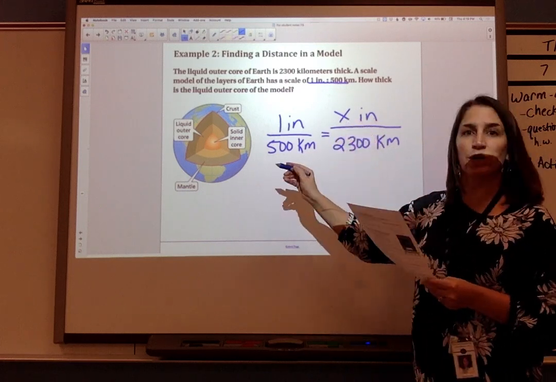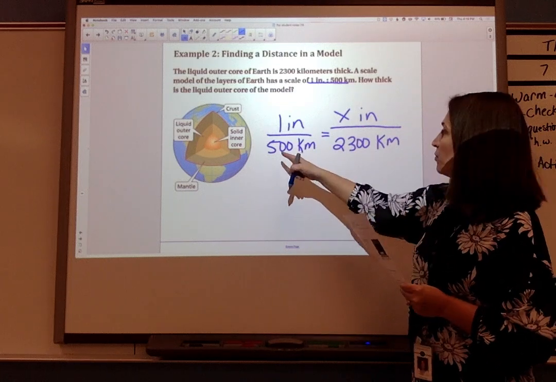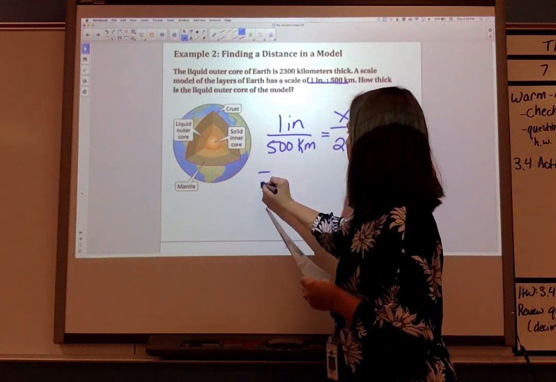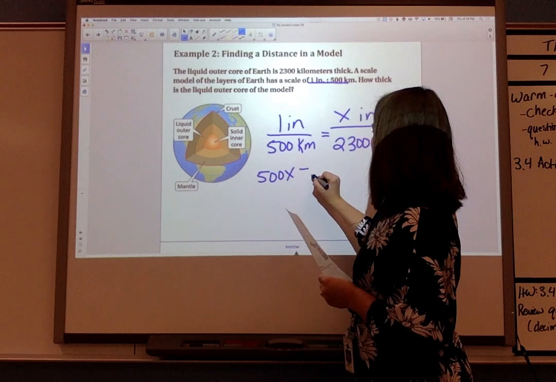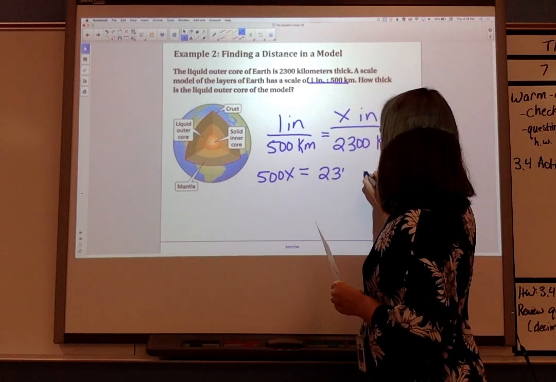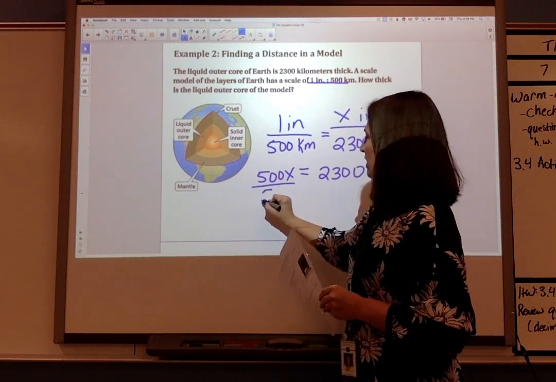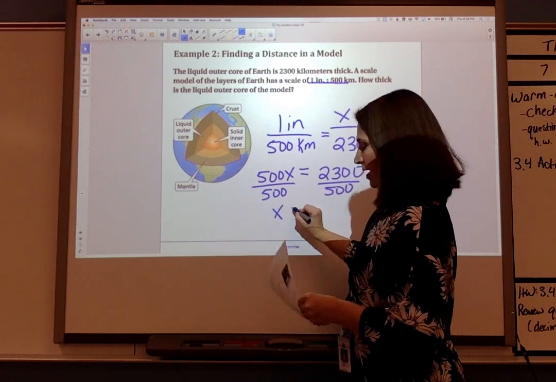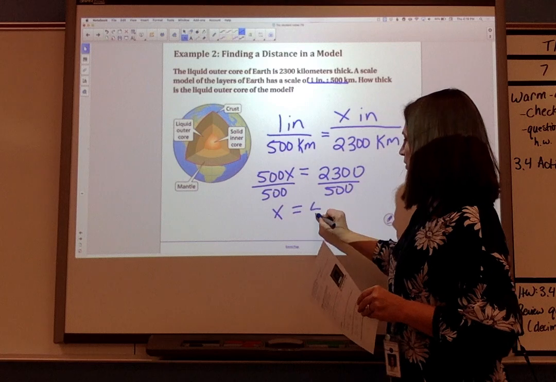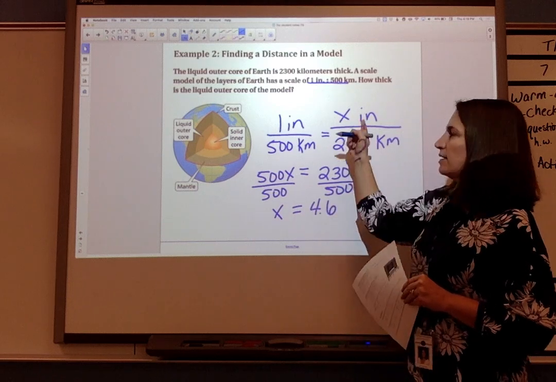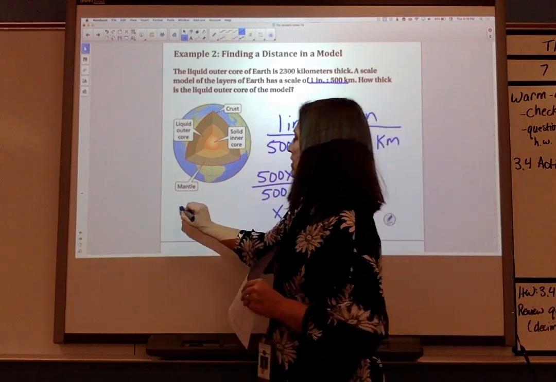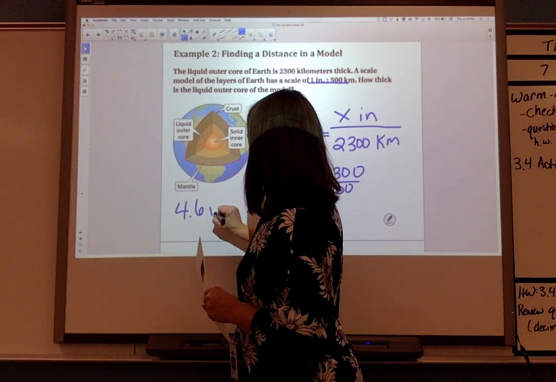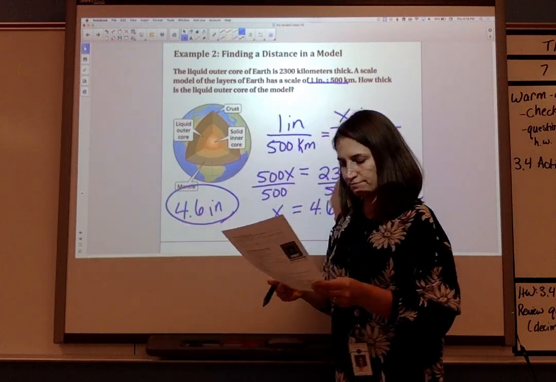So again, we're going to solve this proportion. We'll use cross products. So 500x equals 2,300. We'll divide both sides by 500, and we get x equals 4.6. So we were solving for inches, so our answer is 4.6 inches.